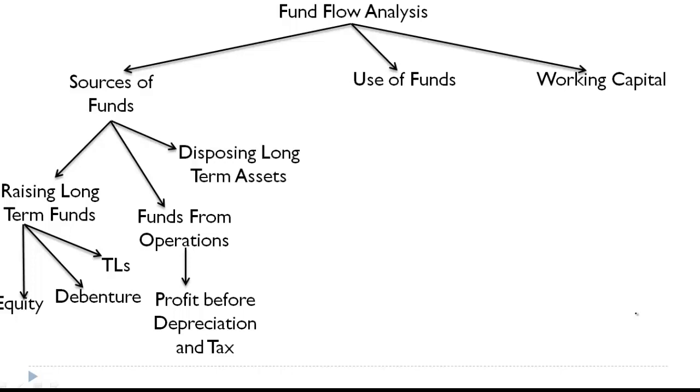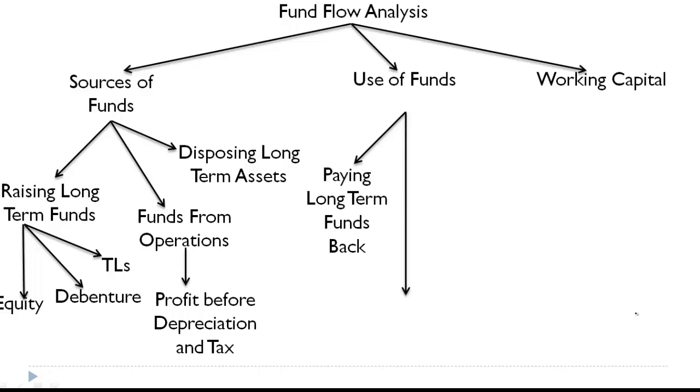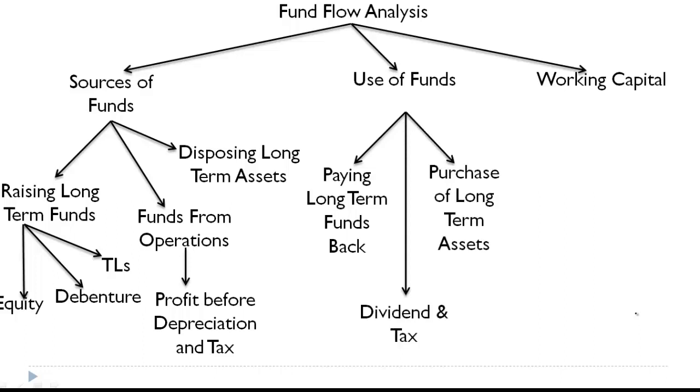So in all these three ways, funds can be raised, and these funds can be used for, say, paying long-term funds back to banks, the term loan repayment. It can be used for paying the owners' dividend and the government tax, and it can be used for purchasing long-term assets: factory, land, building, machinery, etc. Next, it can also be used for working capital. I mean, there can be either a usage or a source from working capital. If there is an increase in working capital, it becomes use, and if there is a decrease in working capital, it becomes source. We are going to see all that.